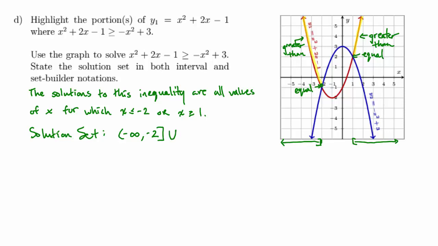Then I'm going to union that, and now I'll do values of x greater than or equal to 1. So I'll do a square brace with a 1, and then a comma, and then I'll put infinity on the end with an open brace. So that's my interval notation, showing all values of x that are less than or equal to negative 2 or greater than or equal to 1. To write this using set builder notation, I'd simply write the set of x such that x is less than or equal to negative 2, or x is greater than or equal to 1.